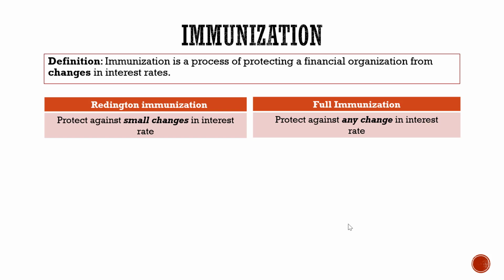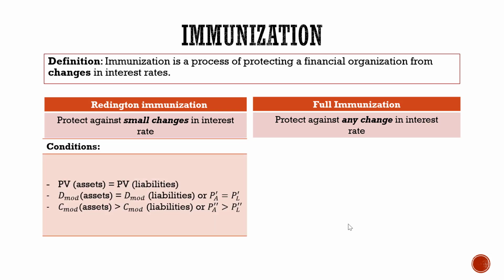These two immunizations have some conditions to be met. For Redington immunization, there are three conditions. The first condition is the present value of assets should be equal to the present value of liabilities. The second condition is the modified duration of assets should be equal to the modified duration of liabilities. Remember, the duration is just the first derivative of the present value function. And the last condition in Redington immunization is the modified convexity of assets should be strictly greater than the modified convexity of liabilities. And remember, the modified convexity is the second derivative of the present value function with respect to interest rate i.